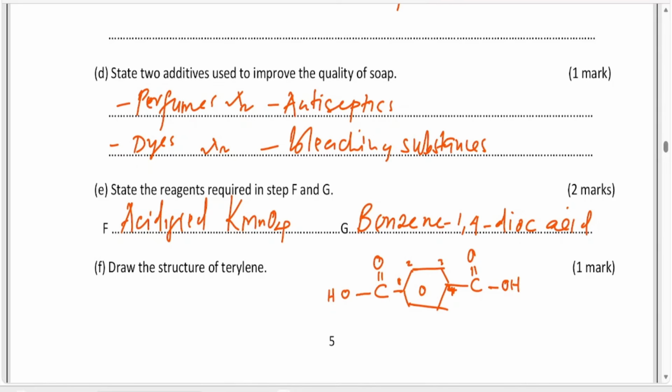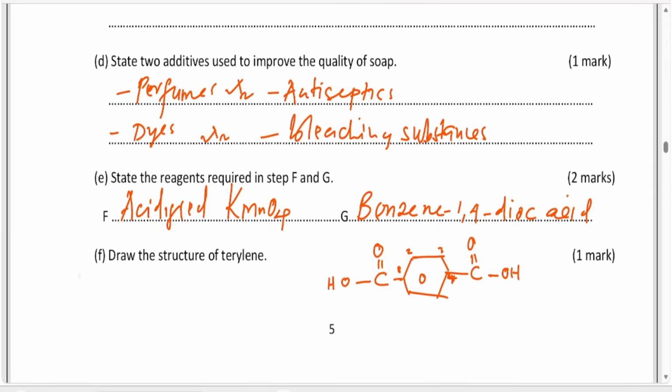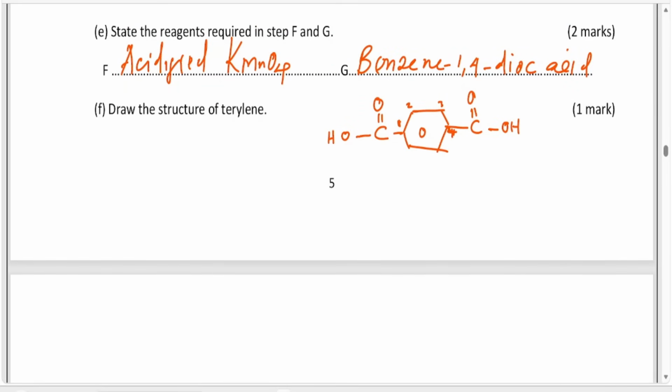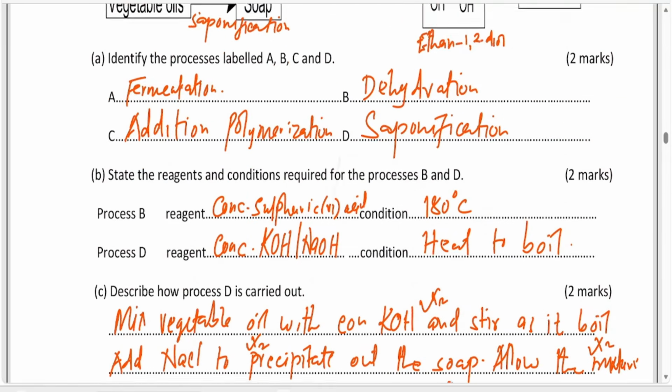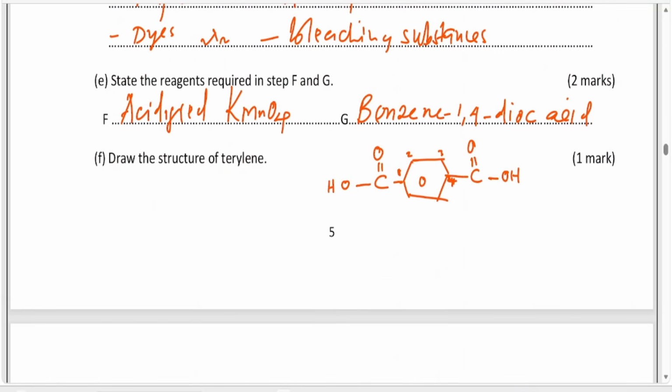So let's draw the structure of terylene. For the structure of terylene, which is now the polymer, we need to understand how we obtain it. If I can try to show the condensation polymerization, I'll begin with the first monomer. Monomer 1, which is the ethane-1,2-diol, we have HO, CH2, CH2, OH. That is monomer 1.